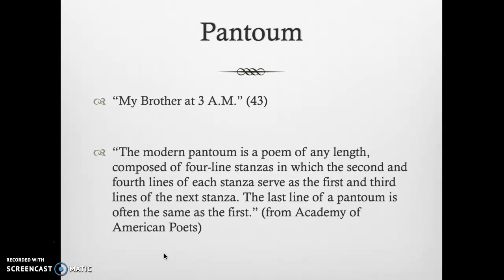So you can see, if you look at that example in your book, how the repetition is used and how the second and fourth lines of the stanza then become the first and third lines of the next stanza. I find this form very fun to write because you have to take a line and recreate it in the next stanza and find new connections between those lines than you did in the previous one. So I think that's kind of fun.